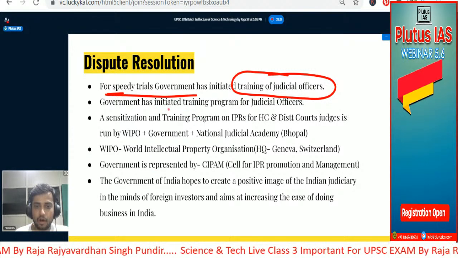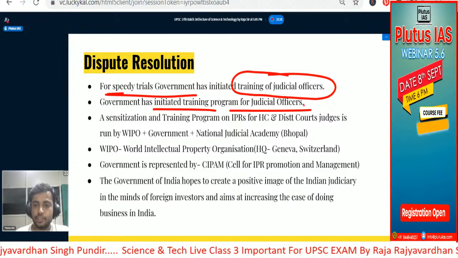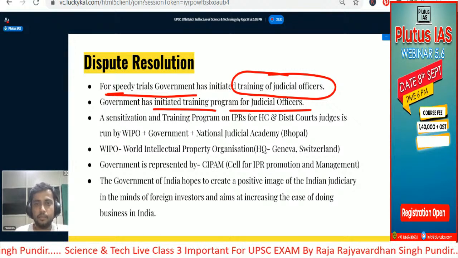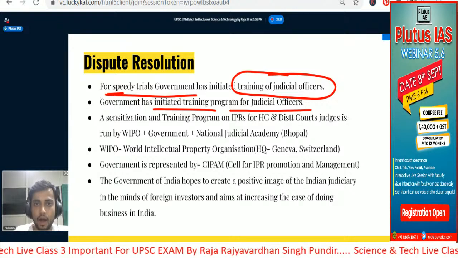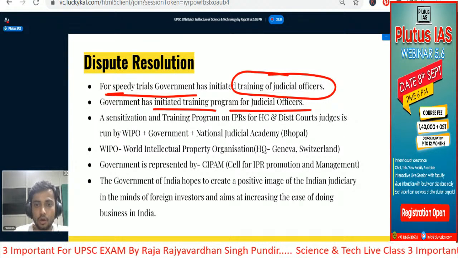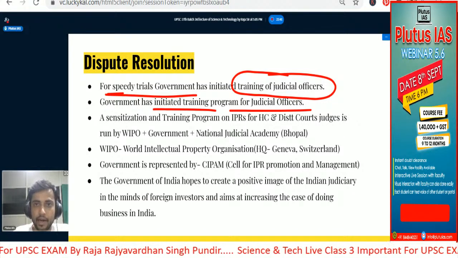So we now have training programs for the judicial officers where they will be given training about the nature of commercial disputes, how to approach commercial disputes, and about the Patent Act and the other acts.